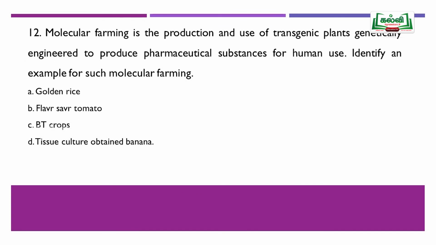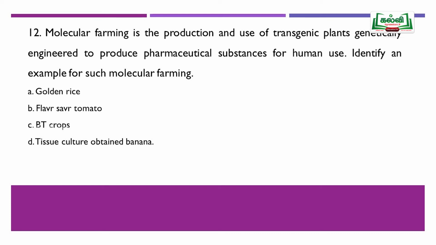Next, molecular farming. Molecular farming, otherwise we call it biofarming. Molecular farming is the production and use of transgenic plants, genetically engineered to produce pharmaceutical substances for human use. Identify an example for such molecular farming. Okay. So, the molecular farming definition is given clearly. We are creating genetically engineered crops, and we are using the pharmaceutical substance from that transgenic plant. So, here we have to identify the transgenic molecular farming plant.